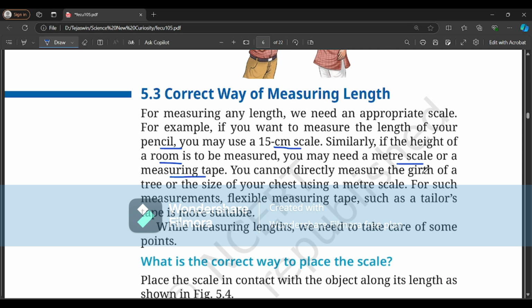You cannot directly measure the girth of a tree or the size of your chest using a meter scale, because meter scale is a straight scale. So if you have to measure the size of your chest or girth of a tree, for such things you need a flexible scale. Okay, so flexible measuring tapes are used, which a tailor also has.